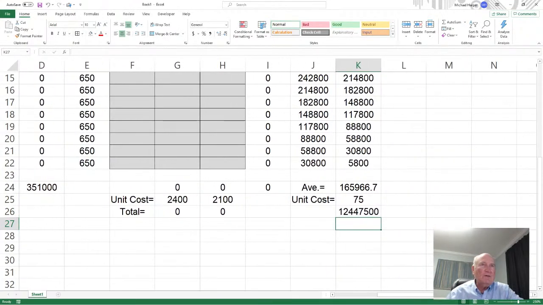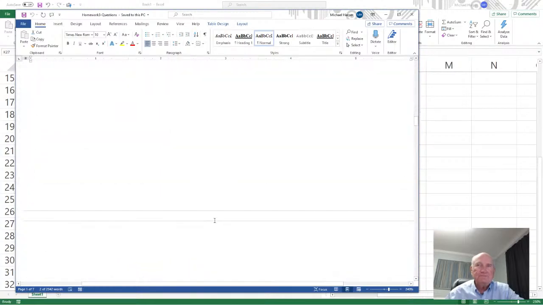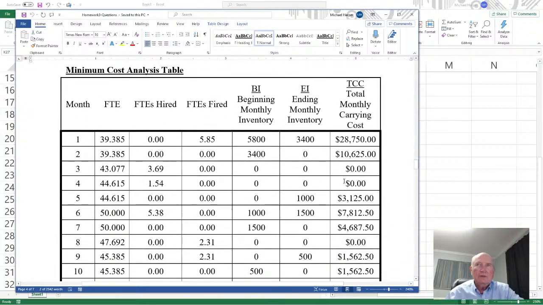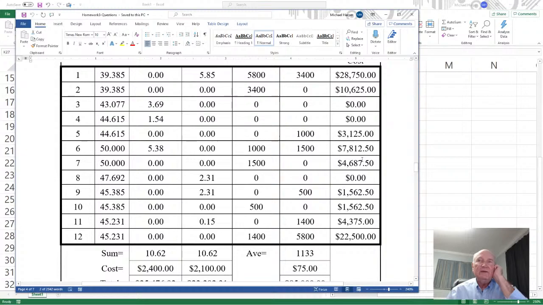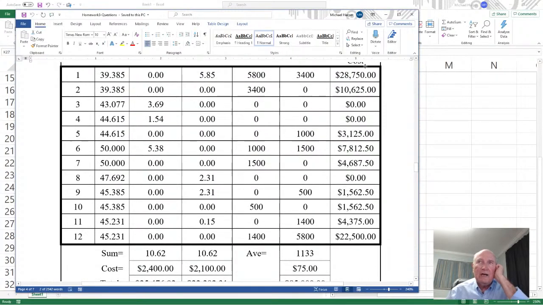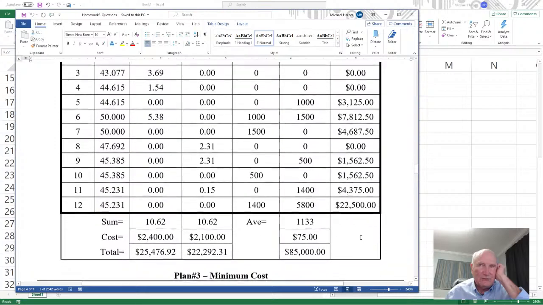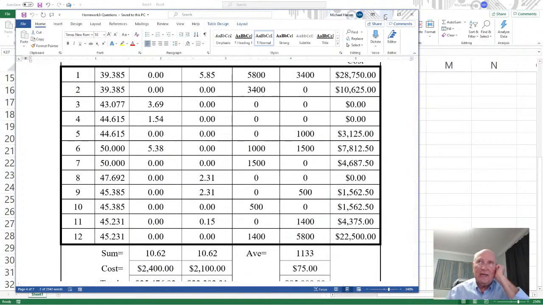Now also, if you notice in the homework, coming back to the homework down here, notice I have the total carrying cost per month. Well, I put that in here. So there's a 75. It's supposed to be 1133. We'll do that here in just a second. But I put these in here to make sure every month is right, because you could get the year right, but the months could be wrong. Okay, so let's do that.